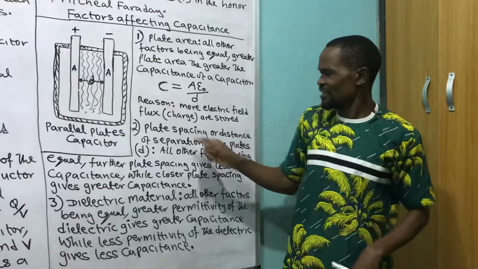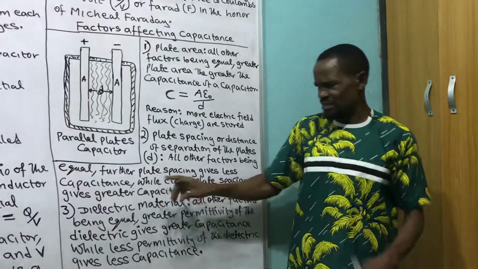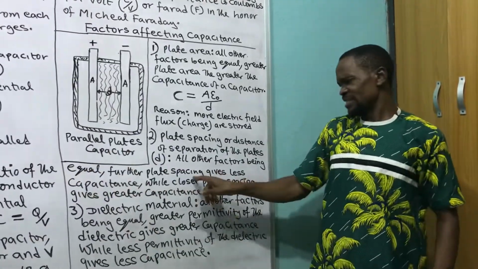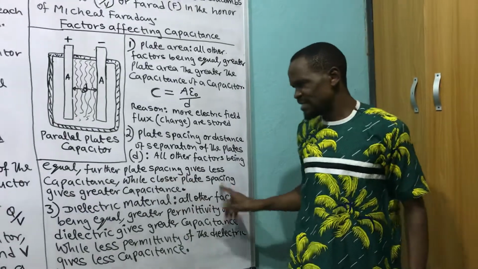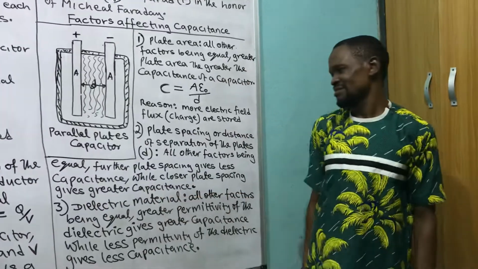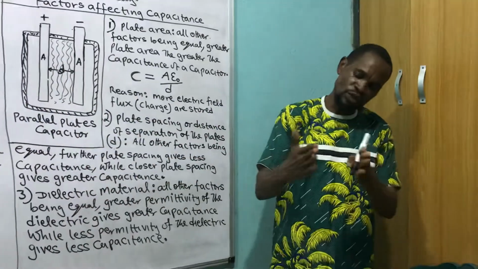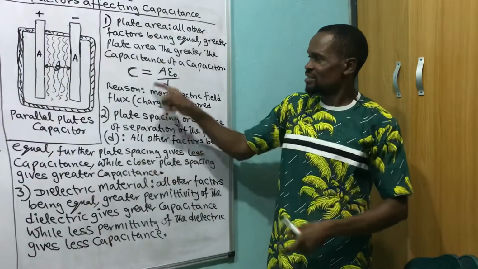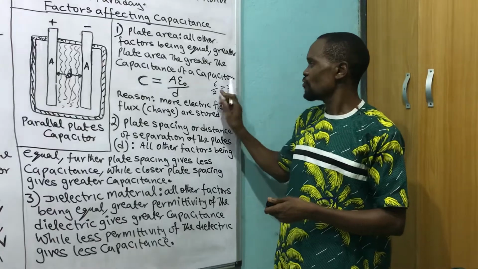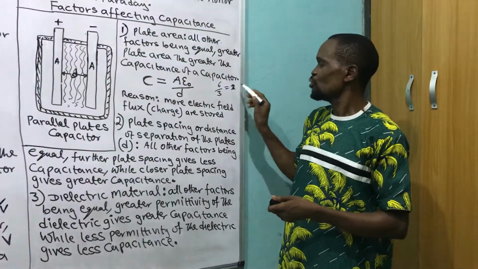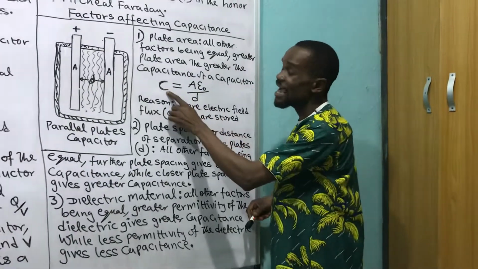So you look at it here, we say all other factors being equal, further away spacing gives less capacitance, while closer plate spacing gives greater capacitance. So we see that when it is far away, it gives lesser capacitance. But when it is close, it gives the bigger capacitance. Look at it from the formula. If the numerator is 6 and D is 2, what will happen? 3. What of when D is 3? What will happen? 2. You will see that it is getting less. So the bigger D is, the lower the capacitance, and the smaller D is, the higher the capacitance.